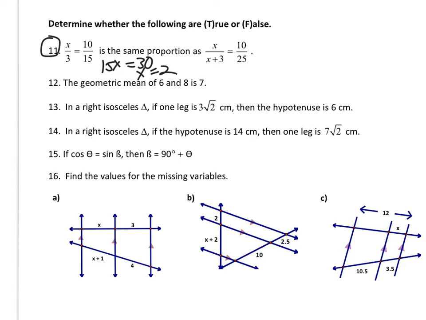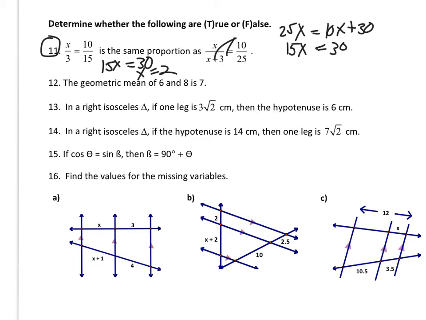And the next problem, I would get 25x is distributing that 10 to both terms, 10x plus 30. So solving this further, subtract 10x from both sides.